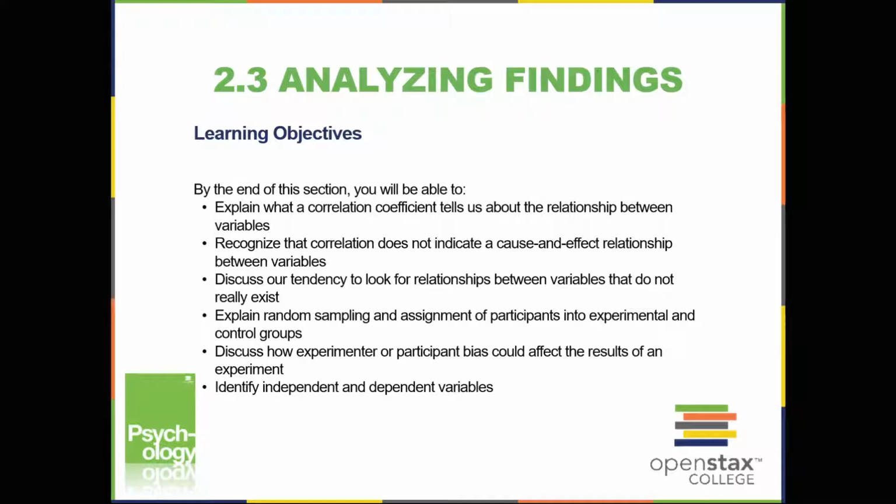Explain random sampling and assignment of participants into experimental and control groups. Discuss how experimenter or participant bias could affect the results of an experiment. Identify independent and dependent variables.